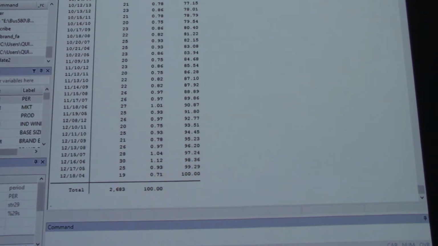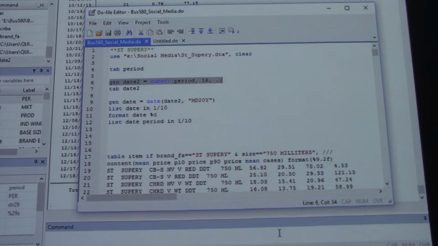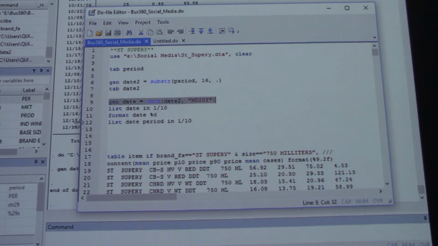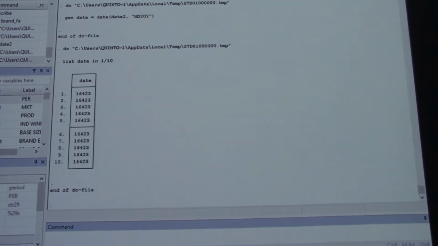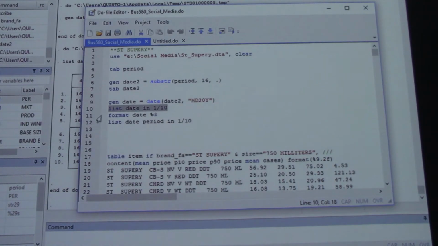Okay, now we can just generate a date variable, which we've done 100 times before. That's that command we've done. Again, those are the number of days since January 1st, 1960. We just got to basically format that, %D. %TD will also work. So we just want to list these and make sure that they're the same.